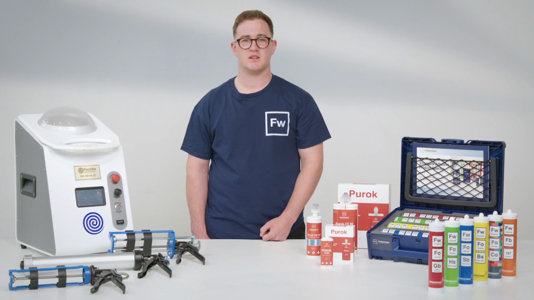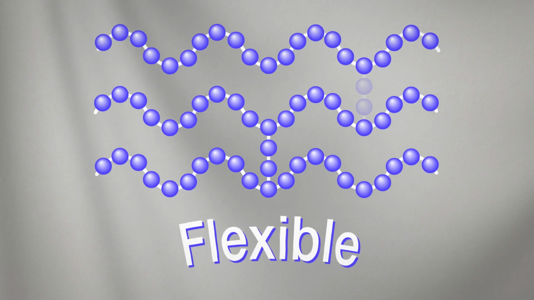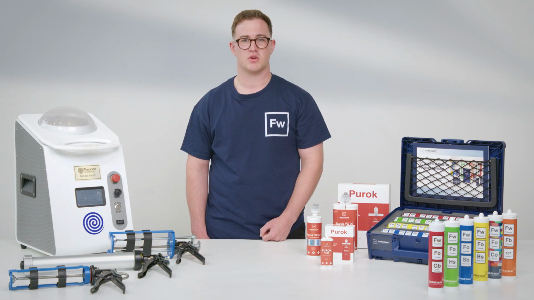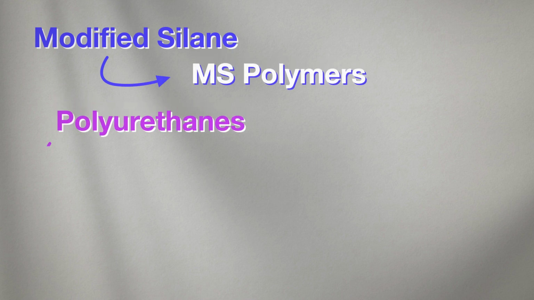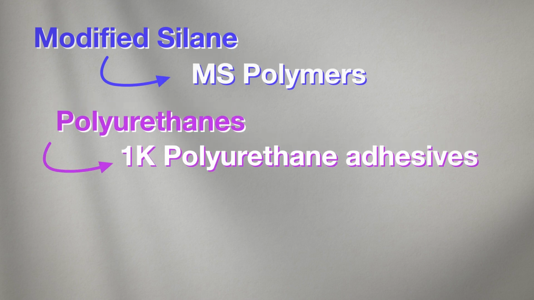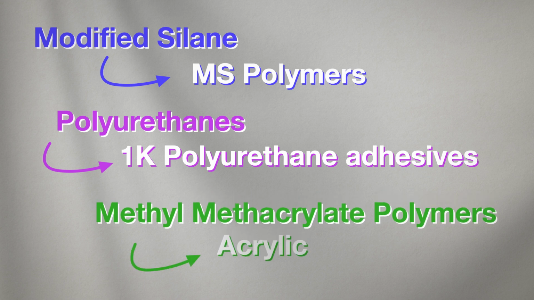As we explained earlier, flexible adhesives gain their flexibility through having a lower crosslink density. Typically, the lower crosslink density will be caused by the type of polymer used in the base formulation. Examples of flexible adhesive chemistries include modified silane or MS polymers, polyurethanes used in one-component polyurethane adhesives, and some grades of methyl methacrylate polymers used in acrylic adhesives.